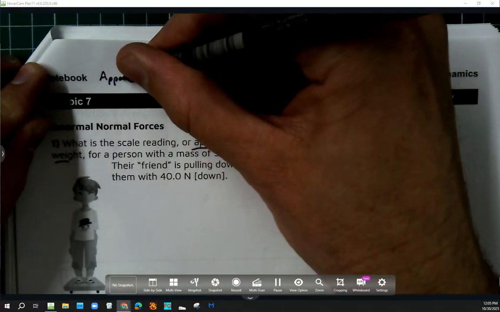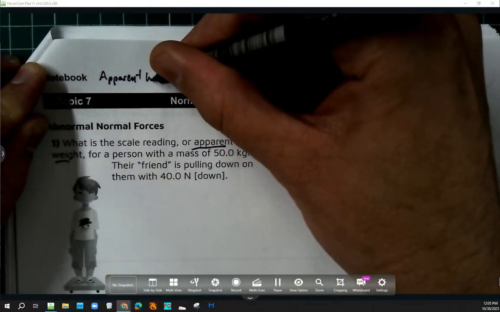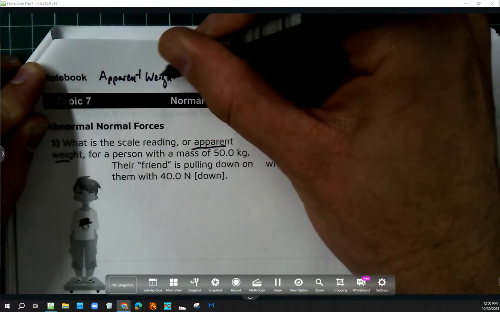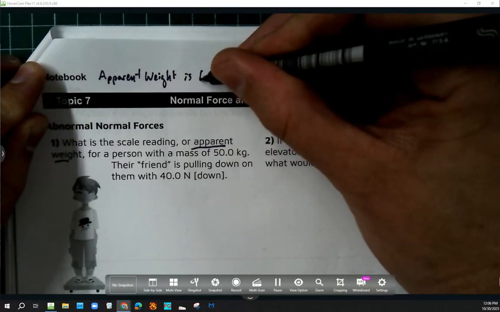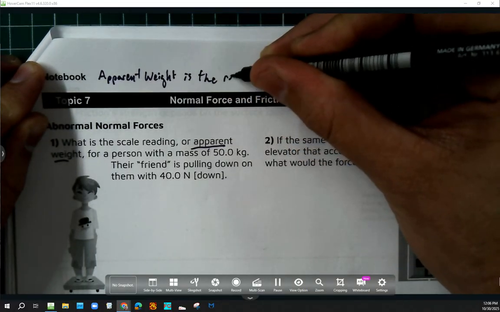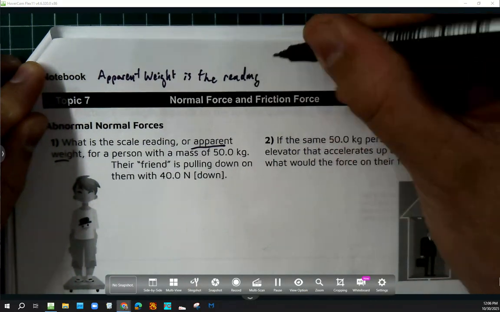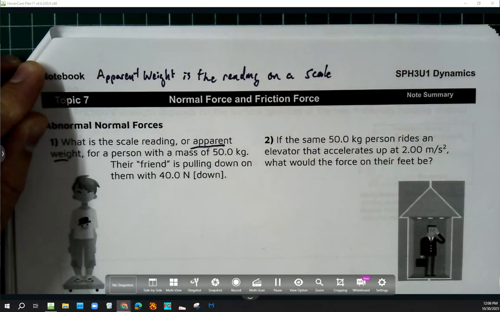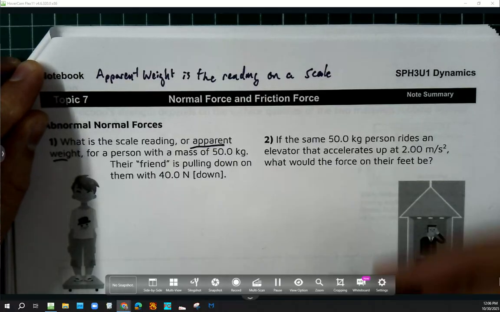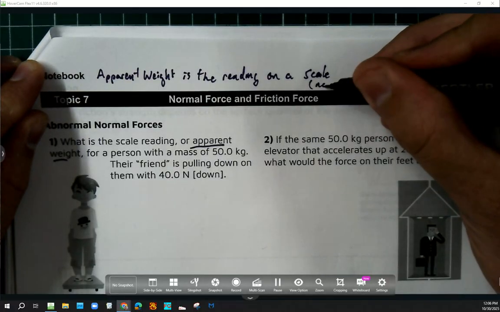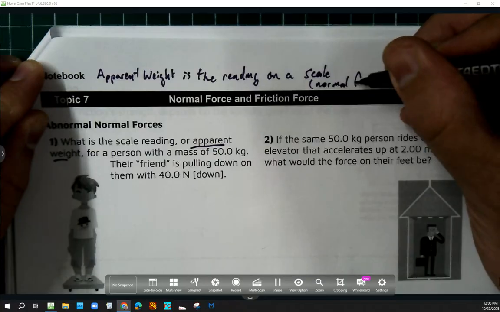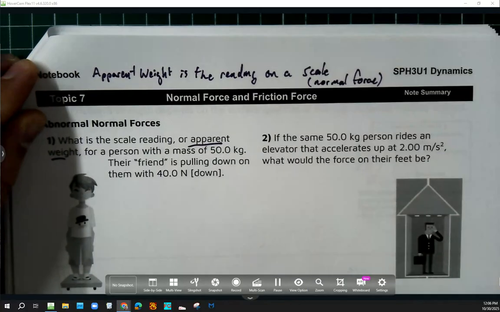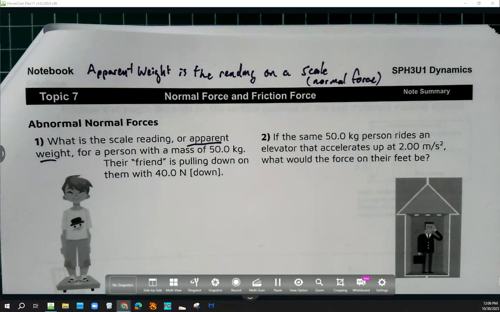When somebody says that, what they're trying to say is the reading on the scale. And whether you've fully internalized this or not before, the reading on a bathroom scale is the normal force. In other words, the bathroom scale pushes up with that normal force. And that's what the reading on that little device is, your normal force. So we're trying to find the normal force.